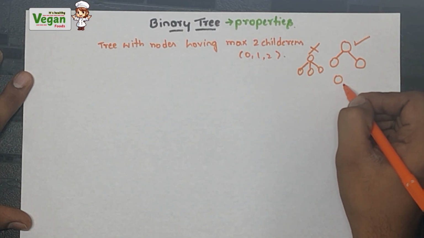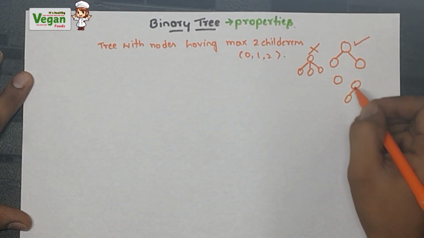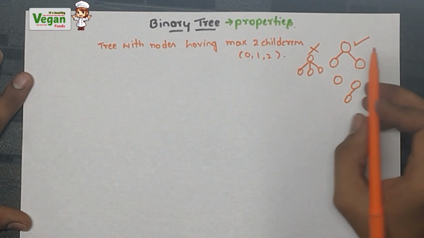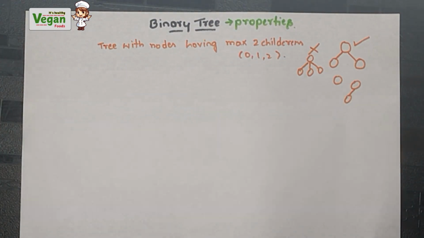Is this a binary tree? Yes, because it is having 0 child nodes. Is this a binary tree? Yes, it is having 1 child node, like this. It can have 0 child nodes, 1 child node, or 2 child nodes, not more than 2 child nodes.